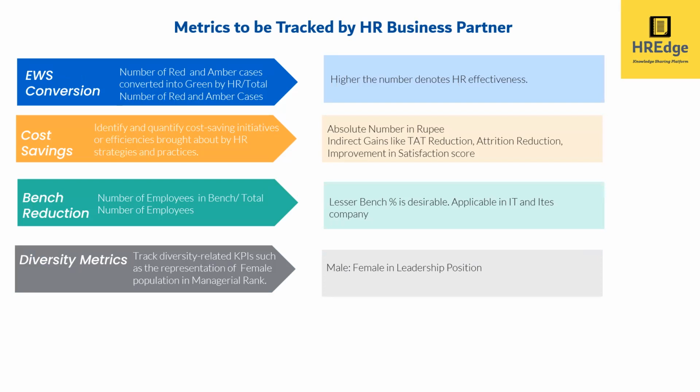Another one is cost savings. Cost savings comes from some of the projects we run in the HR fraternity. I will create a separate video on what HR projects we can run. Maybe it's a Six Sigma Black Belt project, a Green Belt project, or a process improvement project, where HR people can have hard savings in terms of rupees. There may be direct savings or indirect savings also. Indirect gains like tax reduction, turnaround time reduction, attrition reduction, improvement in the satisfaction score may translate into some kind of savings that we have to calculate and show in our projects.